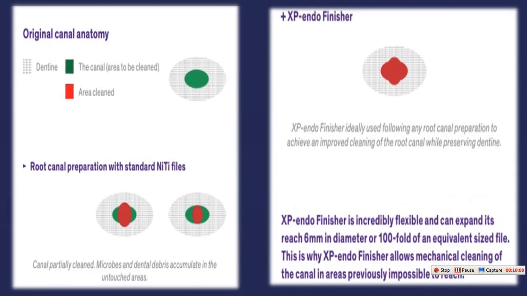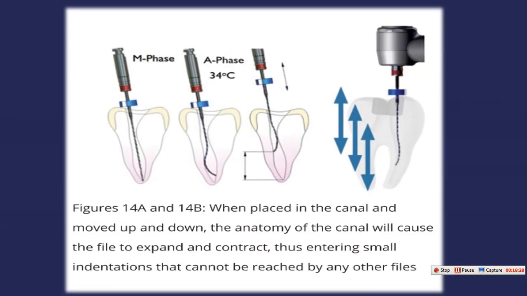We conclude that when using the XP Endo Finisher, the file is more flexible and can be expanded 6 mm inside the canal, so it provides optimal cleaning of the root canal system and reaches areas not reached by other instruments. As seen in this picture, with the standard instrument, areas not reached remain packed with dentine debris and are not removed, and this puts the treatment at risk.